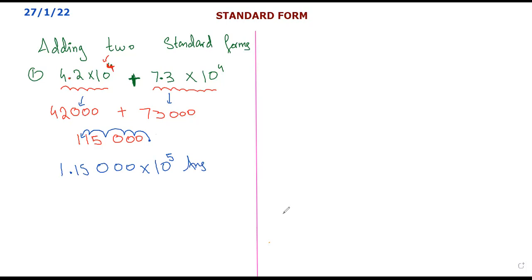So let's say, okay, now in this question, we had the same powers, right? What if we had the same question but with different powers? 4.2 into 10 to the power 4 plus 7.3 into 10 to the power 5. Okay. Now you tell me, Saneem, how should I do this question? In the same way or some other way?